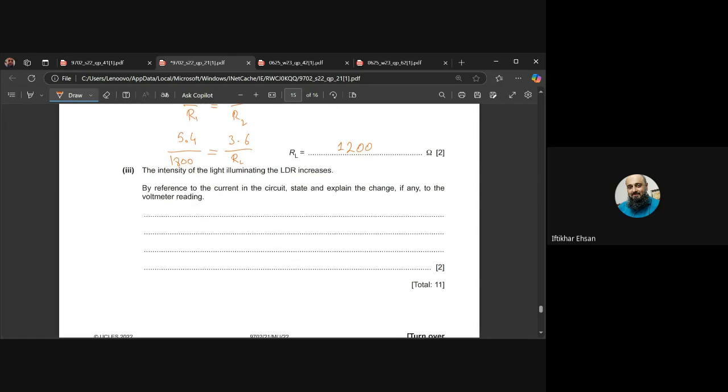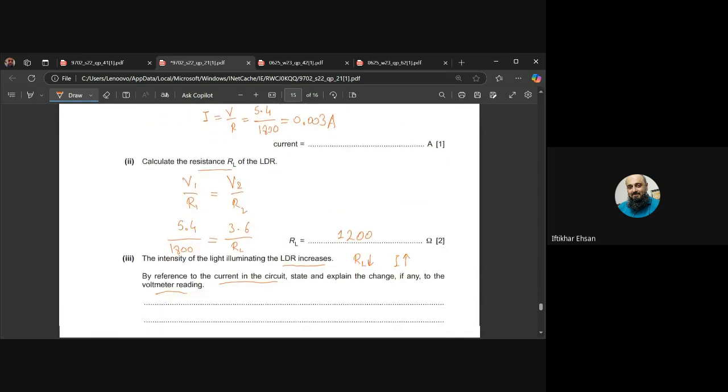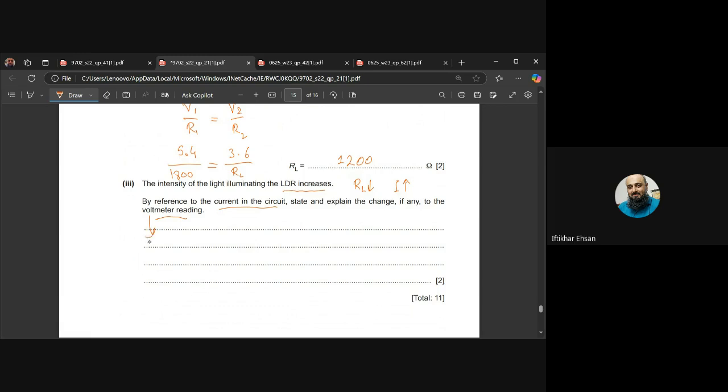Jazakallah beta. The intensity of the light illuminating the LDR increases. Beta, if light on the LDR increases, the resistance of the LDR will decrease. The combined current will increase. By reference to the current, explain the change, if any, to the voltmeter reading. If current increases, the fixed resistor R has fixed resistance, so the voltmeter measures potential difference V equal to IR. When I increases, R stays the same, so due to the higher value of current, the voltage will increase.